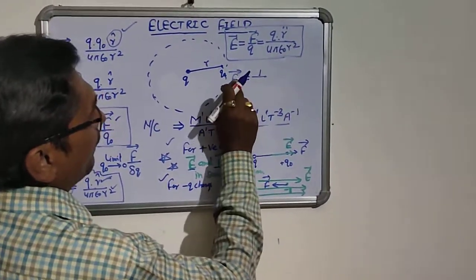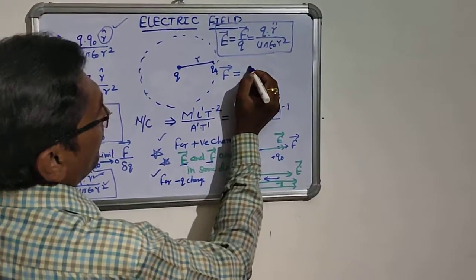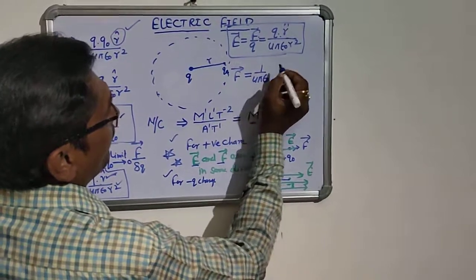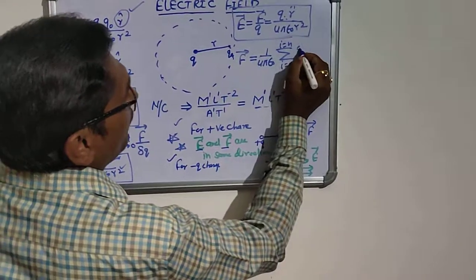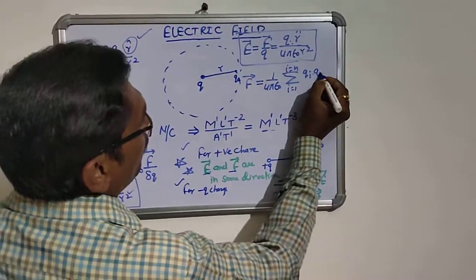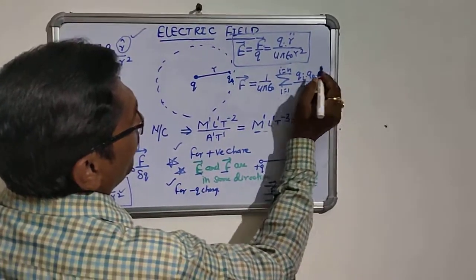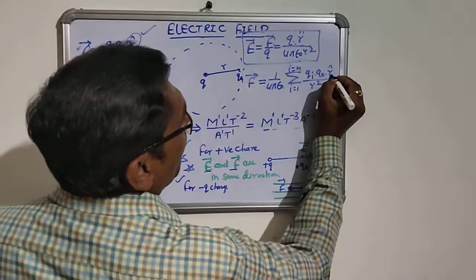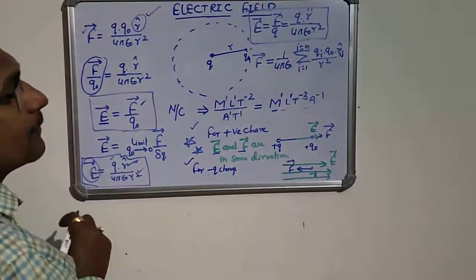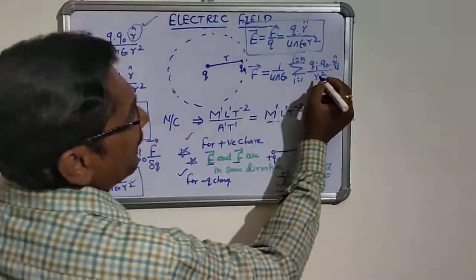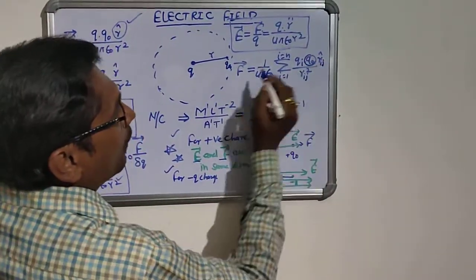Remember, in the superposition principle we can write F equals 1 upon 4 pi epsilon naught, sum from i equals 1 to n, Qi Q naught upon R square, and here is R cap ij, where ij. This is the superposition principle, and here is also ij. So Q naught is divided here.